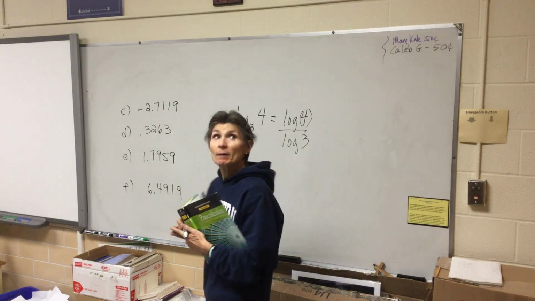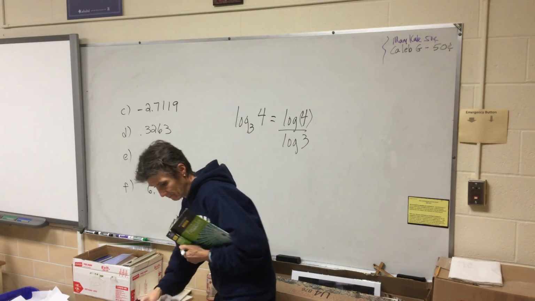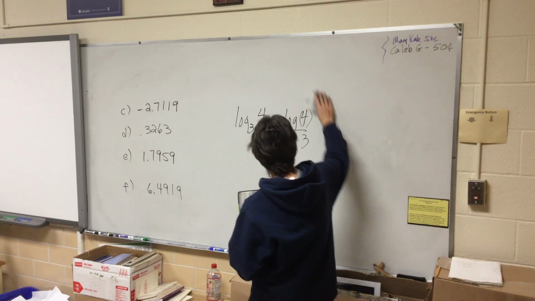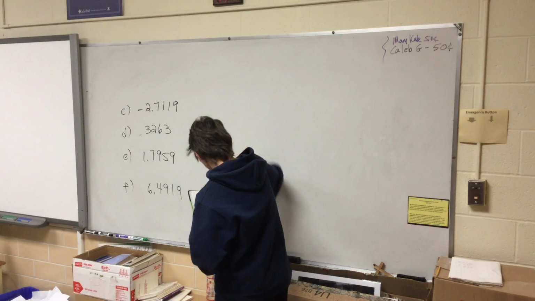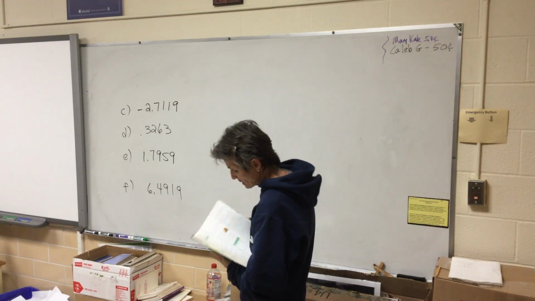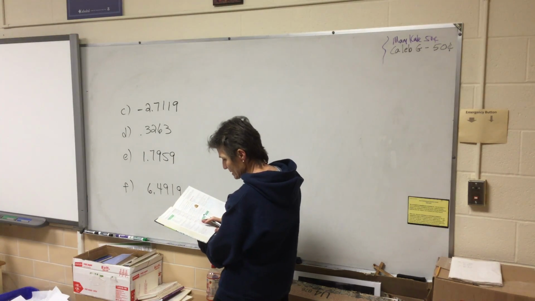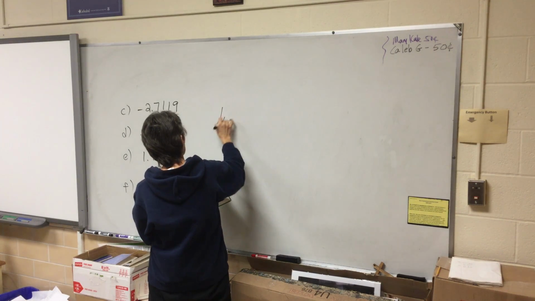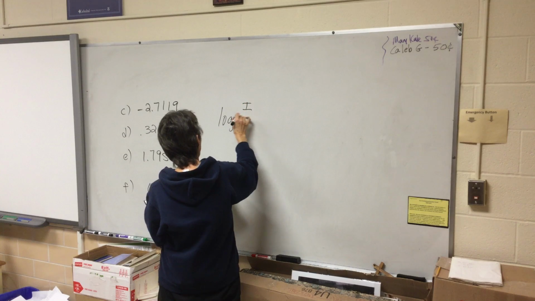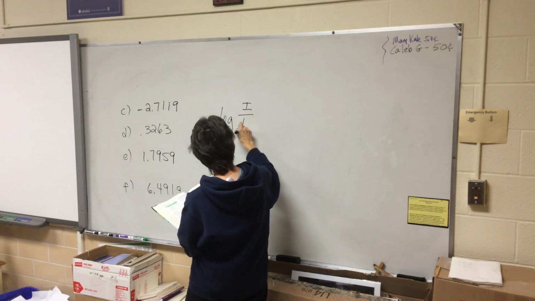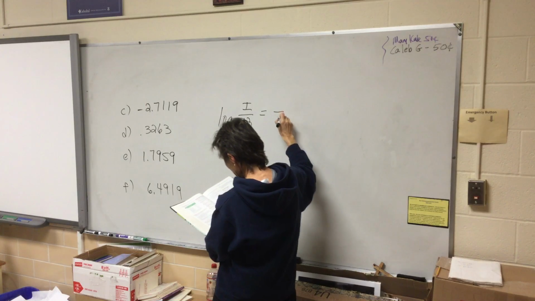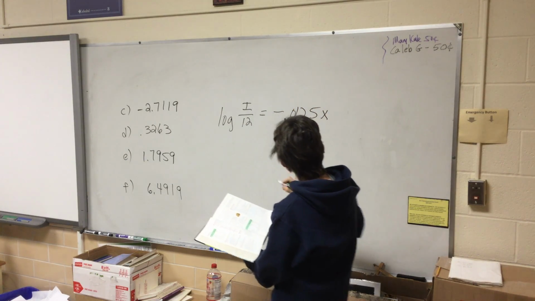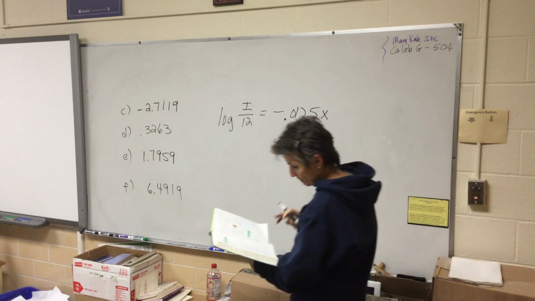Now, we got a couple more problems to do real quick. Yep. So here we go. I'm just going to tell you what they say. It's pretty easy. 54 gives me an equation. It says the log of I, that's a capital I, over 12 equals negative 0.0125x. Okay, so there is an equation.